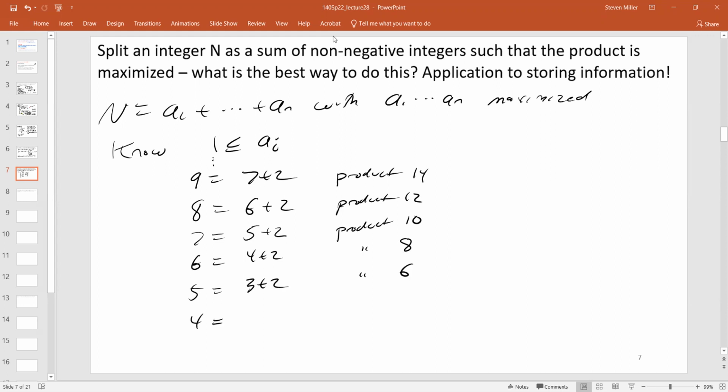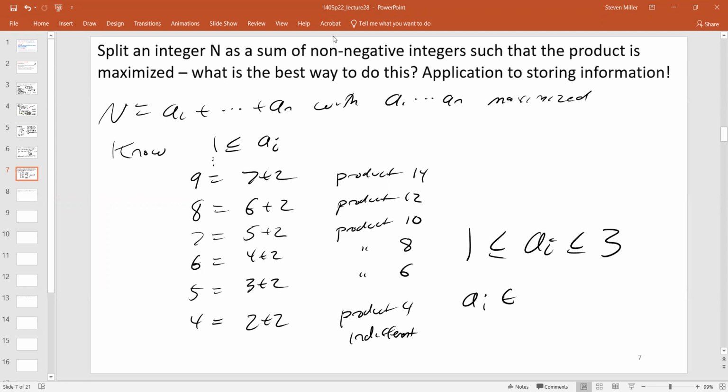What about 4? We're indifferent. But actually, you know what? Let's just always replace 4s with 2s, because then we can say, look, we never want to use a 4. So we now know 1 less equal to AI less equal to 3. So AI is in 1, 2, or 3.